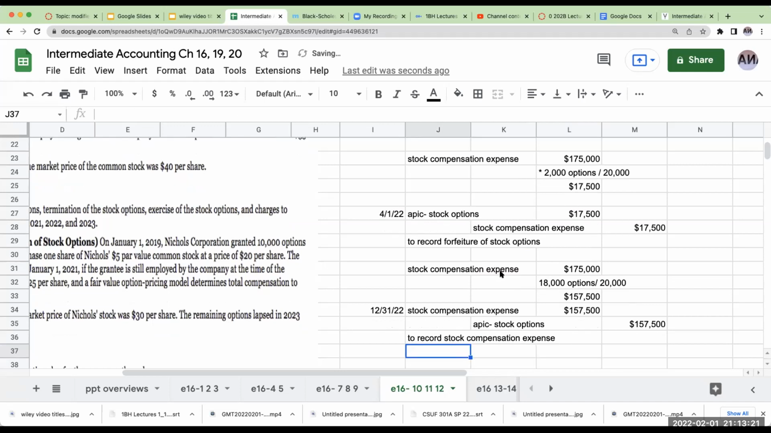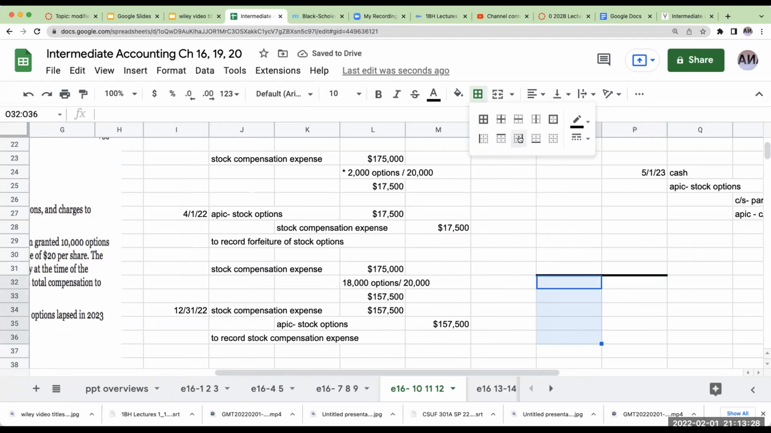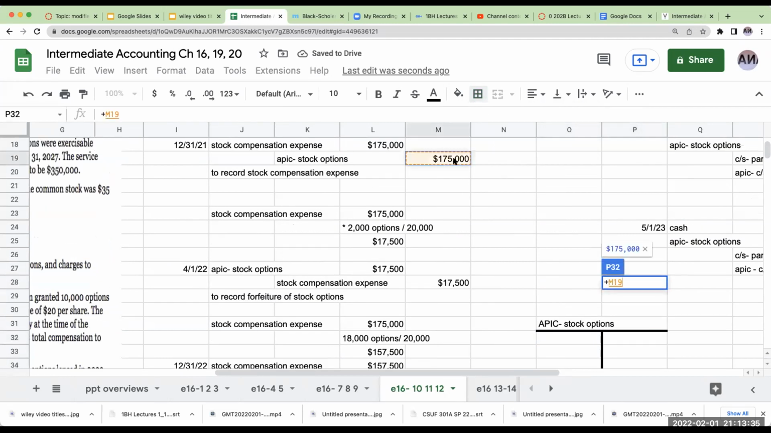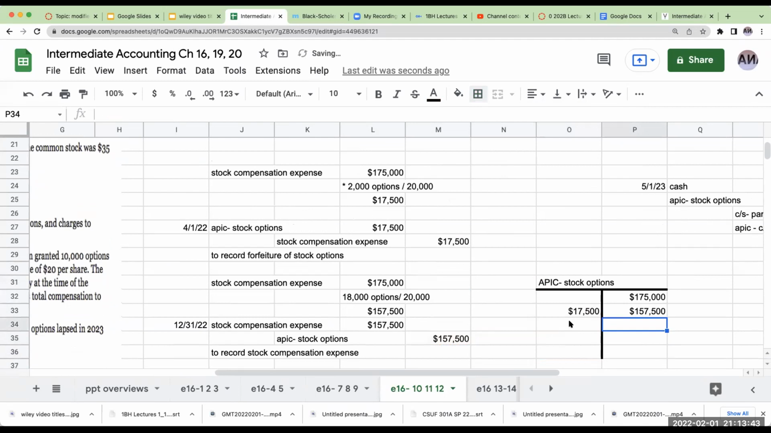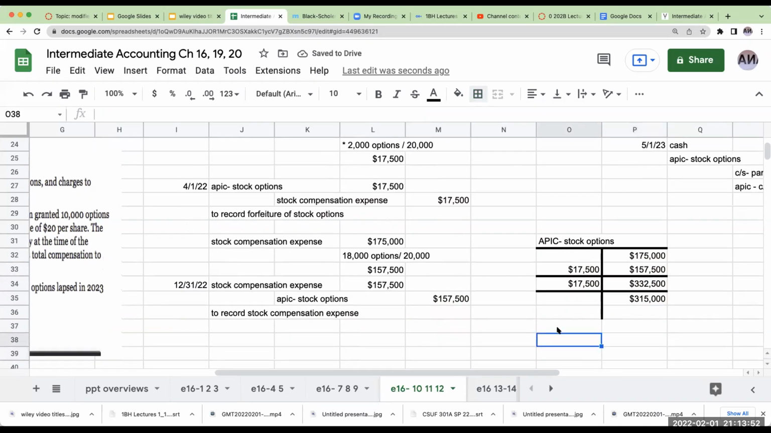Okay. So if we look at our T account over here for additional paid-in capital stock options, APIC stock options, we started out with 175. We had a forfeiture, and now we're recording 157.5. So our balance in this account as it relates to the remaining 18,000 stock options is 315,000.